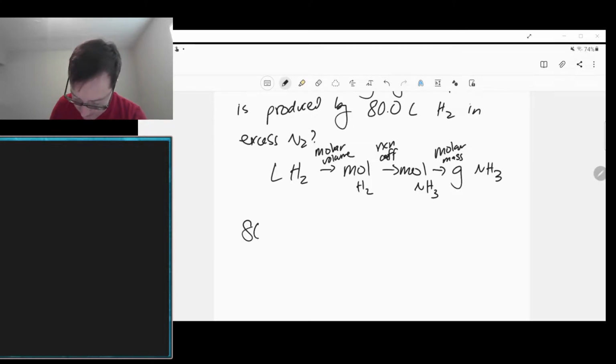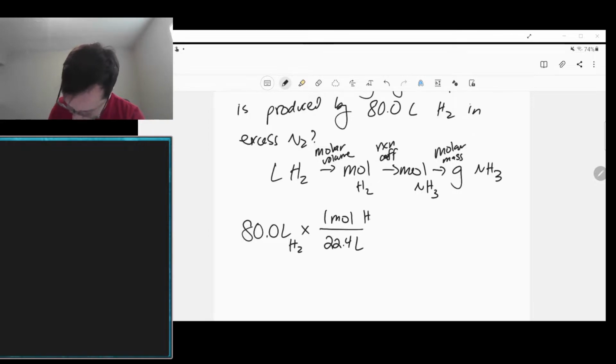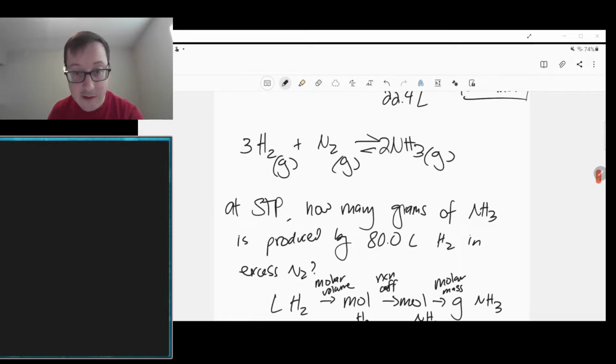So we have 80 liters of hydrogen. We have excess nitrogen, so we don't have to do this calculation twice. It's telling us we have a limiting reactant of hydrogen. We know that there's 22.4 liters in 1 mole of hydrogen. We have our reaction coefficients, 3 and 2. Those reaction coefficients are from our balanced equation.